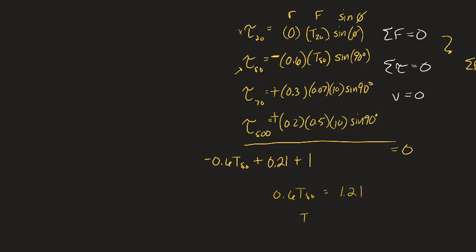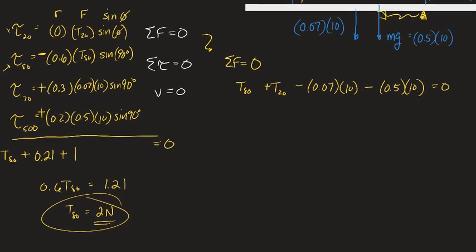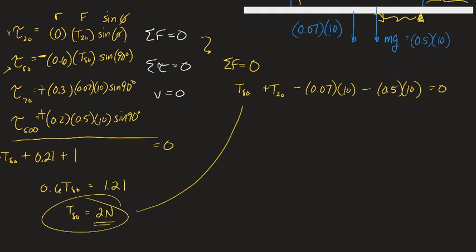So the tension at the 80 centimeter mark has got to be about 2 newtons. Right? 1.2 divided by 0.6. That gives me one of my answers. It does not give me both of my answers, by the way. It just gives me one. But I have a way of getting the other answer.